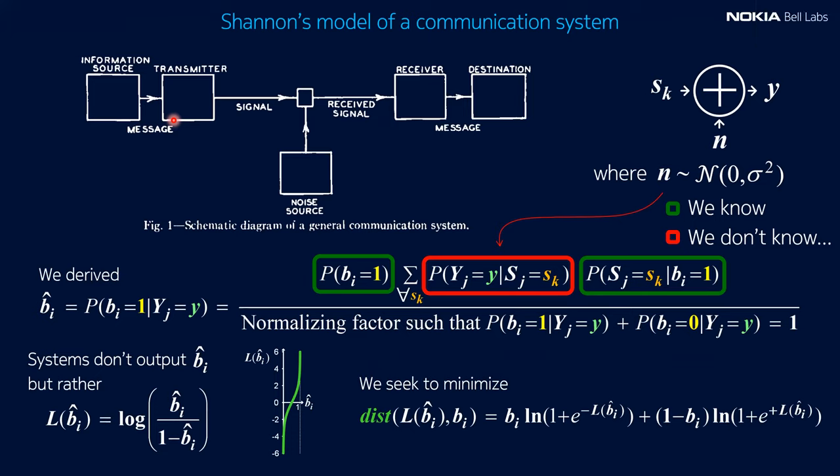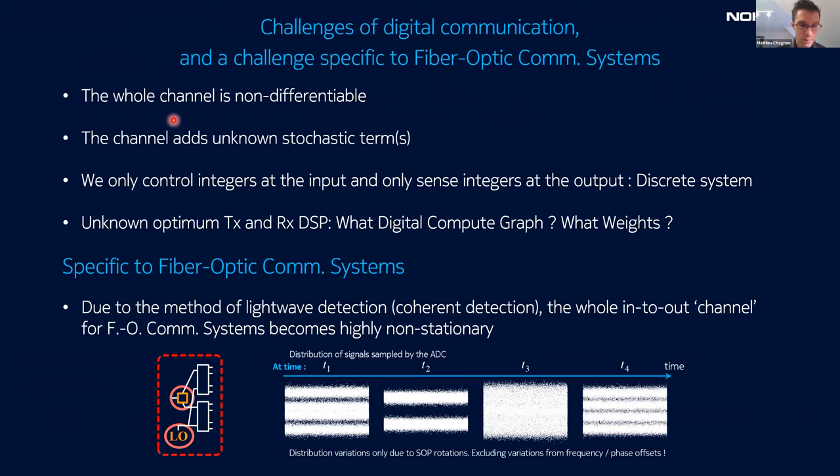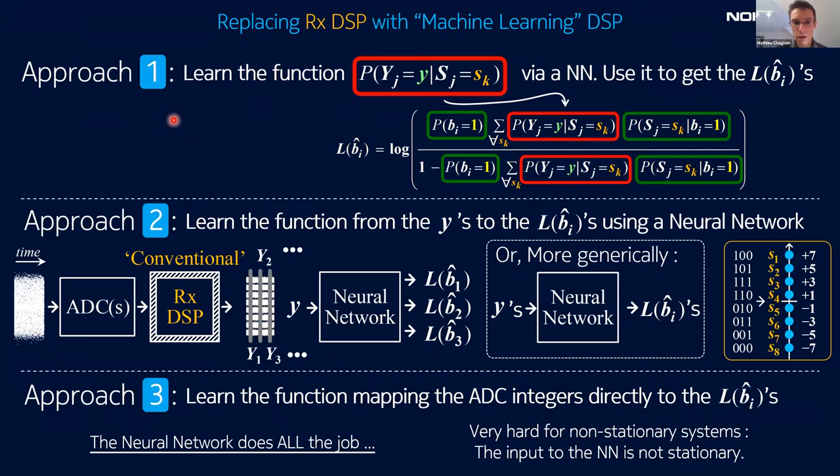The channel adds a stochastic term. We only control integers. And the challenge specific to fiber optic communication systems is that because of the way we detect signals, the statistics of the input to the receiver is always time varying. So that's bad. We learn approaches for the TX. Sorry, this is for the RX side, which is either learning something that is not Gaussian, or an approach to learning the LLRs per bit using the sample value, or the third approach, which is really hard. The neural net does everything, but the challenge is that the input is not stationary. That's for RX.